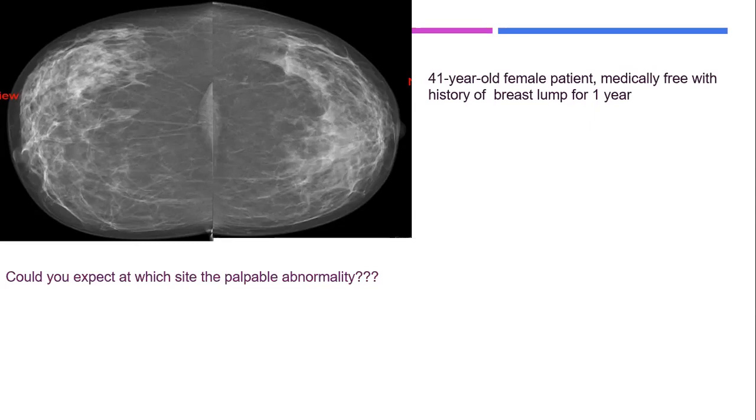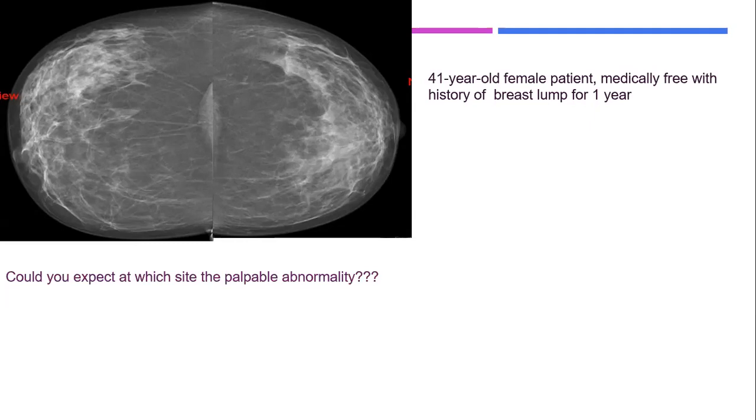Is it extremely dense? No. In some areas, but it is toward B, heterogeneously dense, toward B, not toward D. There is a lot of fat. Yes, it's toward B.